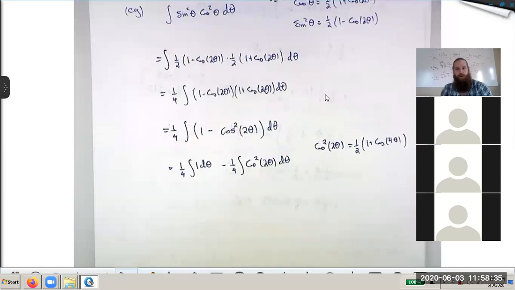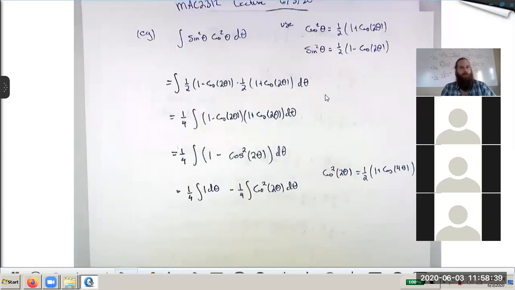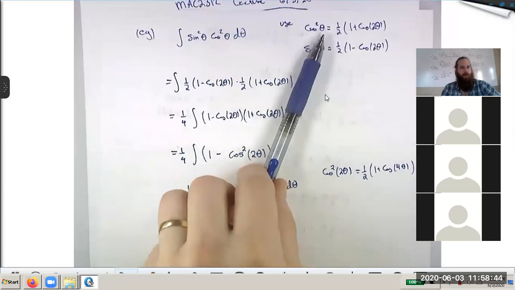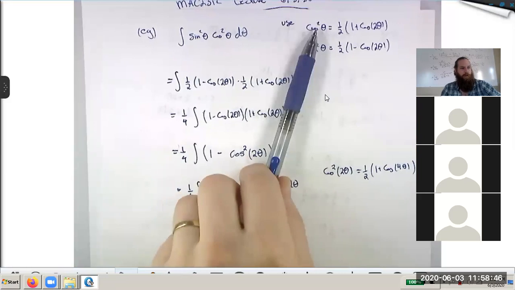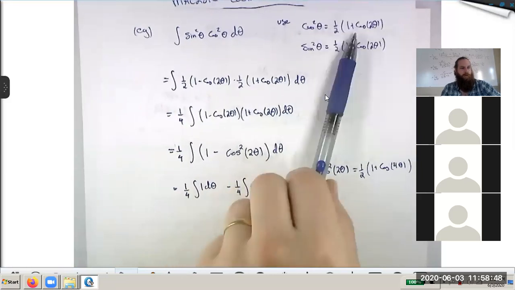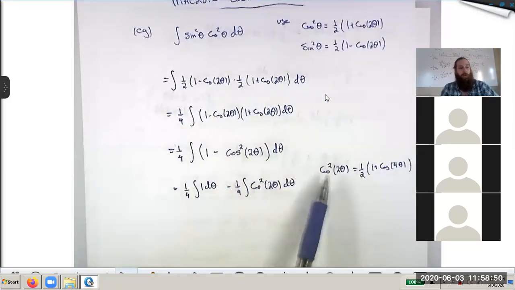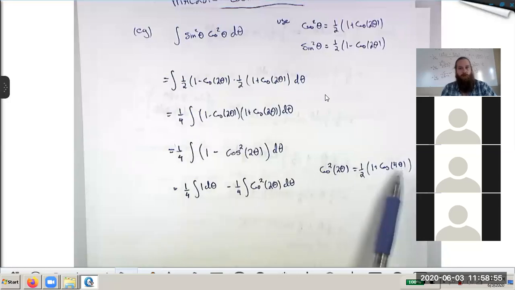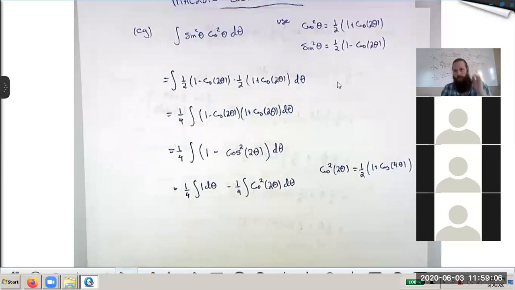Yeah, it's very sneaky. All right, so whatever shows up over here is just double whatever shows up over here. So cos squared of anything is 1/2 times 1 plus cos of 2 times that thing, which means cos squared 2 theta is 1/2 times 1 plus cosine of 2 times 2 theta, which is 4 theta. We follow that? Yeah, it's a little strange, but it's not too strange.